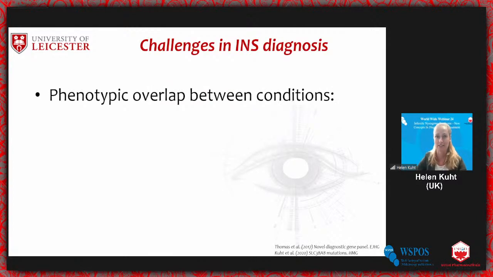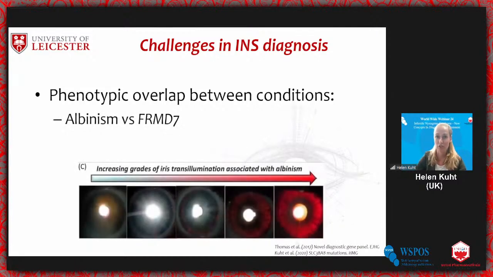Identifying the cause of infantile nystagmus is challenging due to the diverse range of genetic disorders that are associated, in addition to the significant phenotypic overlap. So in albinism, there exists a spectrum of phenotypical characteristics. For example, as shown here, the varying severity of iris transillumination defect, and also there are varying degrees of arrested retinal development from grade 1 to grade 4 foveal hypoplasia. There is phenotypic overlap, therefore, with other disorders such as FRMD7 mutations.